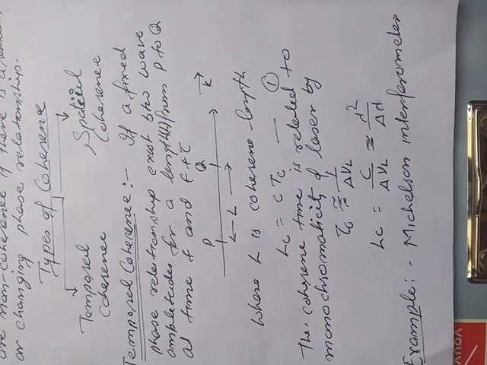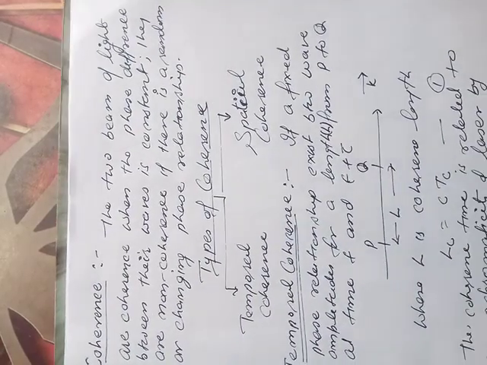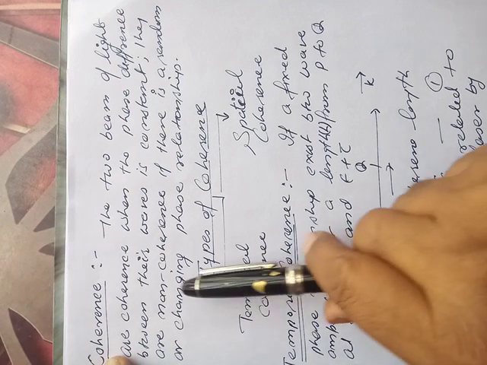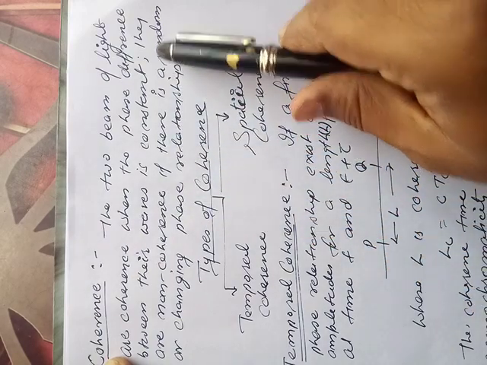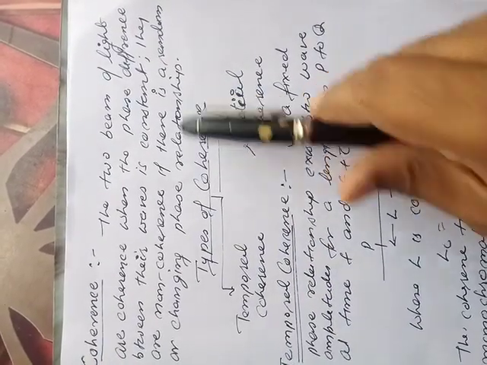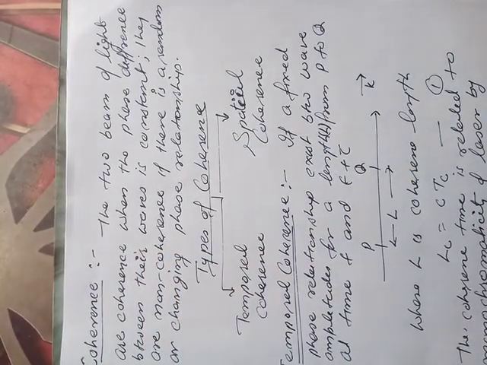The second one is about coherence of light. We know that two beams of light are coherent when the phase difference between these waves is constant. If the phase difference between them is constant, then it is called coherent light, and waves are said to be non-coherent if they have a random or changing phase relationship. Now the question arises, what is the phase? As we have already discussed in our classroom, phase tells us the location of a particle at a particular instant of time. Let me explain with the help of a diagram.